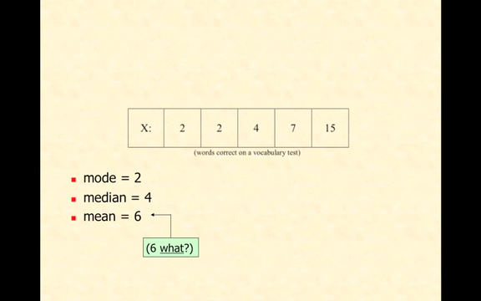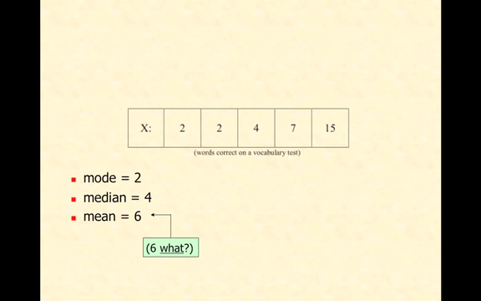That's the most common score. The median is 4 because it's the central score. As we put all of our scores in ascending order, it's the score in the middle. And the mean, of course, is 6. And notice here that I put 6 what? It's 6 words correct on average on the vocabulary tests.